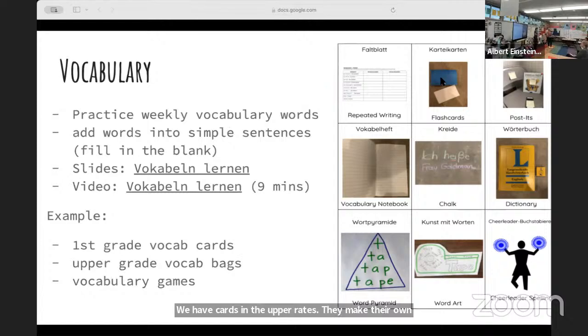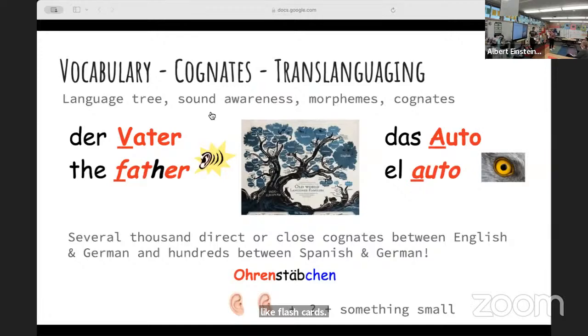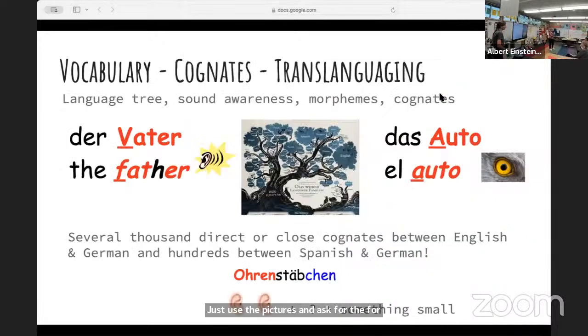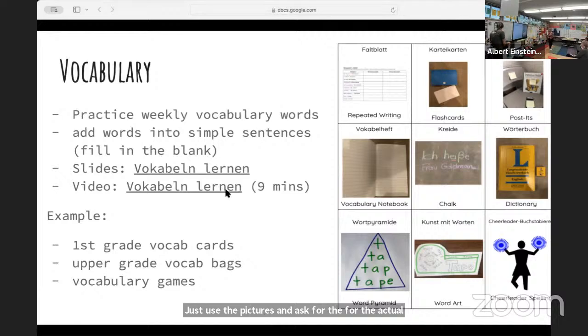Lower grades, we work with pictures. I mean, these are laminated, but you can easily just use the pictures and ask for the actual vocabulary, or write down just the word and tell them what is this in English. We do in first grade a lot with memory, so we have all these cards just in a box, and then we ask them to match them, the words with the pictures, or sort them in a certain way.